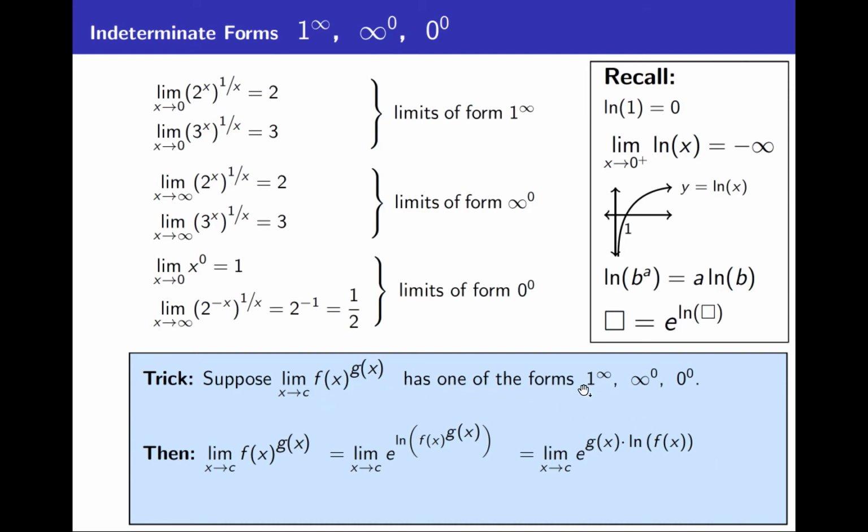If this limit has one of these three indeterminate forms, then when you get to this step right here, you will realize that this expression, g of x times ln of f of x, has one of the forms 0 times infinity or infinity times 0. So neglecting the e for just a second, you'll see that you have the limit as x approaches c of g of x times ln of f of x. That's an indeterminate form, 0 times infinity, or maybe infinity times 0, depending on g and f.